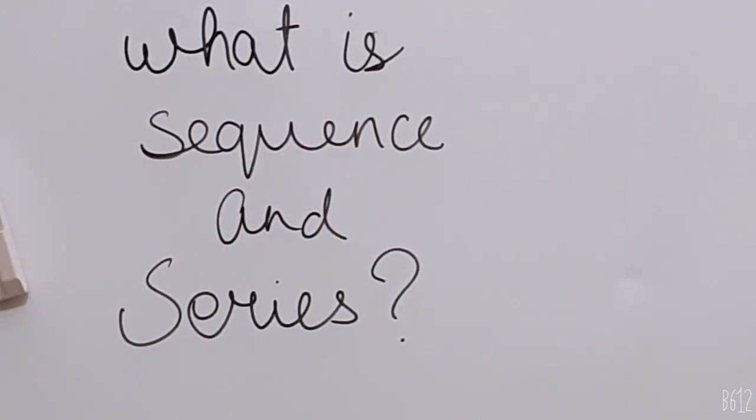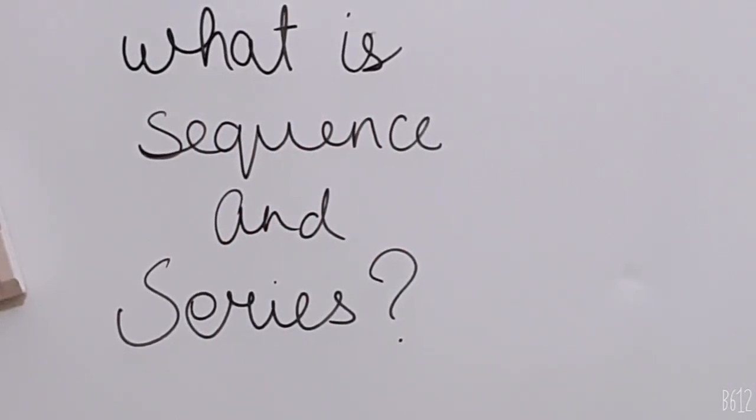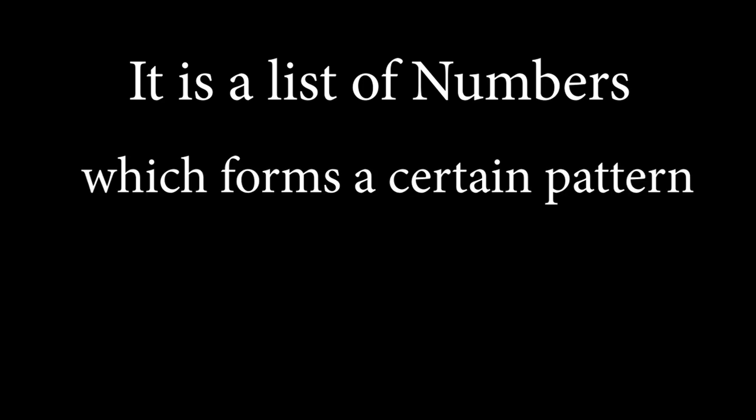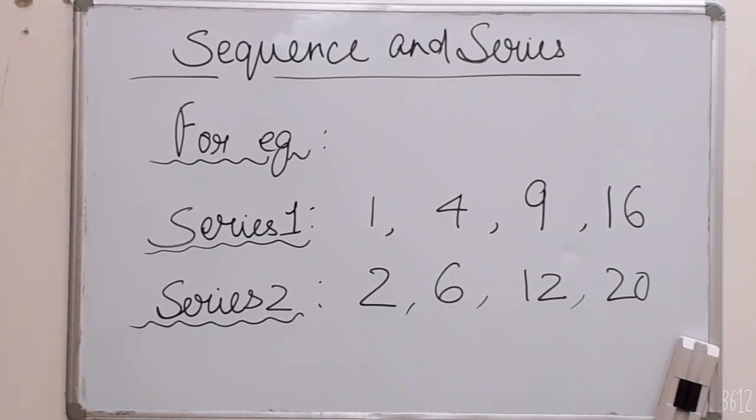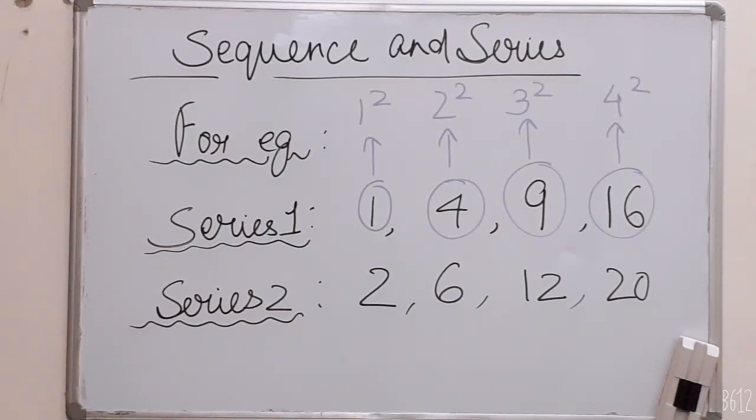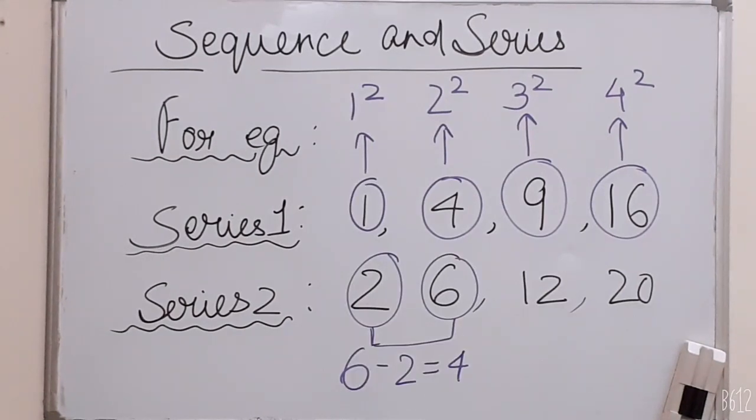So basically what is sequence and series? It is briefly a list of numbers which forms a certain pattern in a sequential manner. For example, if you take these two series, it can be observed that each of these two series is sharing some common properties. Like this first series, it's the square of all the natural numbers from 1 to 4. And in the second series, the difference between the consecutive terms is increasing by 2. So from these two examples, I guess you all have understood what is a sequence and what is a series.